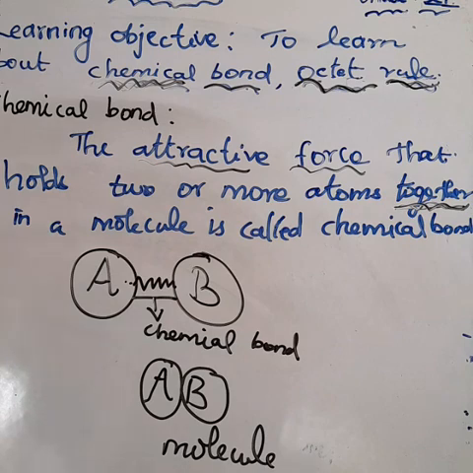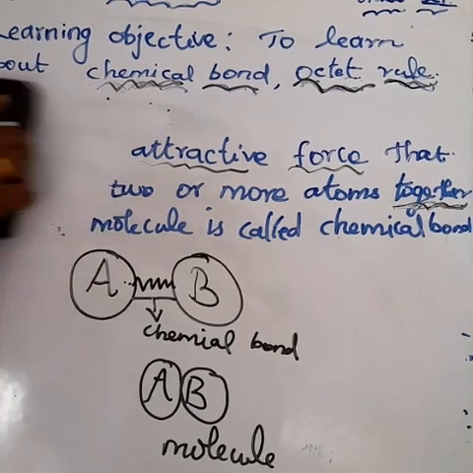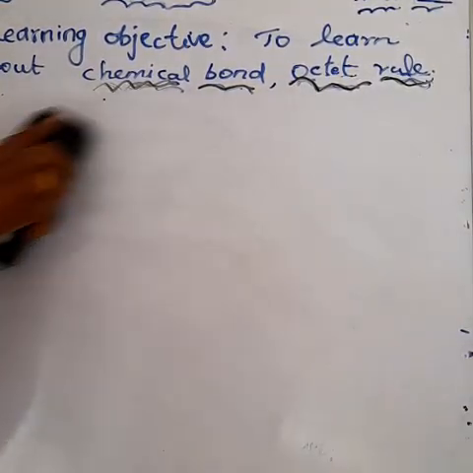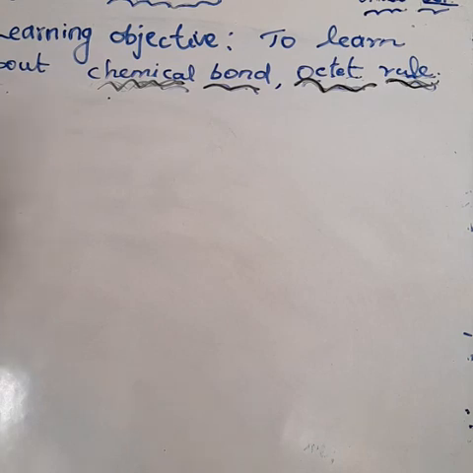Okay, so here the A and B atoms come closer, the force of attraction takes place. So this force of attraction we call chemical bond. Because of this chemical bond, AB molecule is formed. Okay, understood, students? Then why do atoms combine? Because of chemical bonding. How is chemical bonding formed?